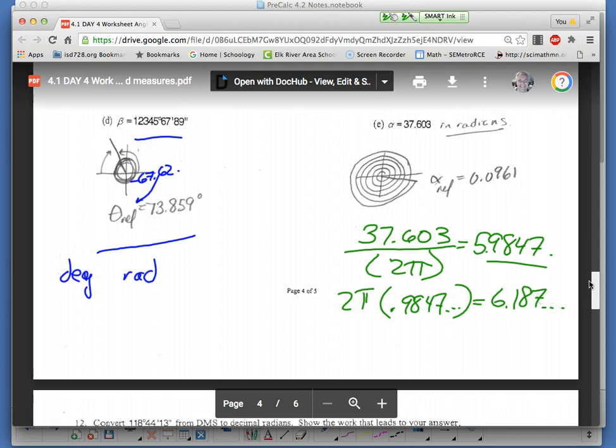So I'm going to take my 2 pi in my calculator, and I'll show you what I'm doing. I'm subtracting off my answer, 6.187, to get 0.96111. Okay, well, that's where my reference angle came from.